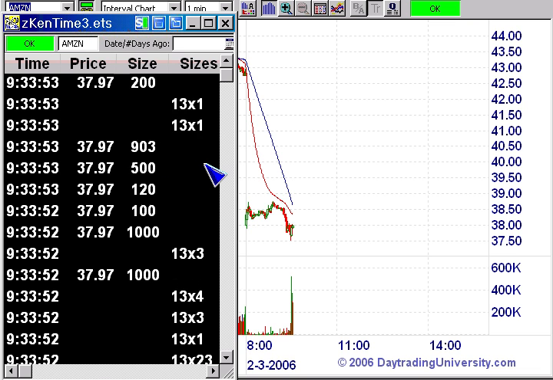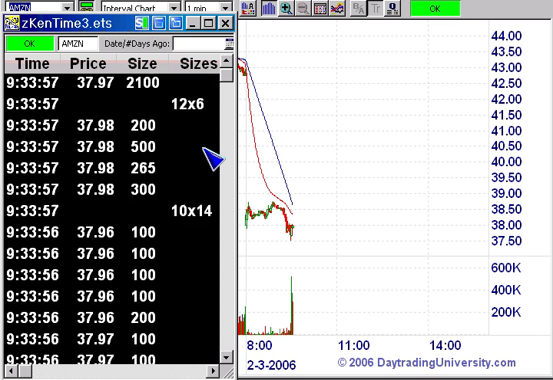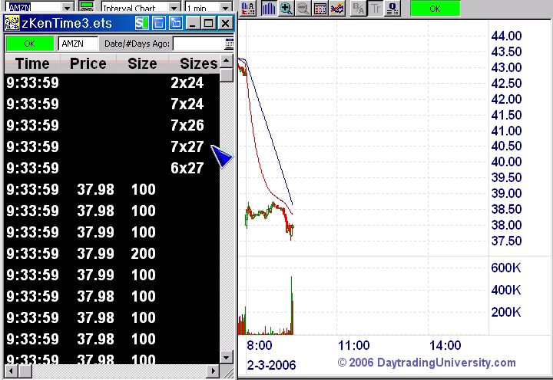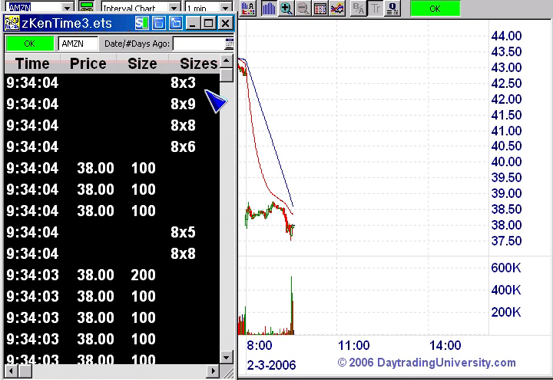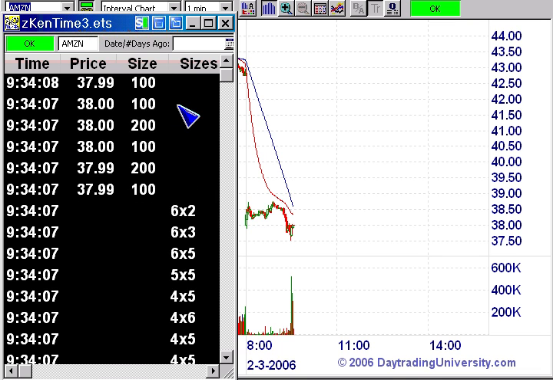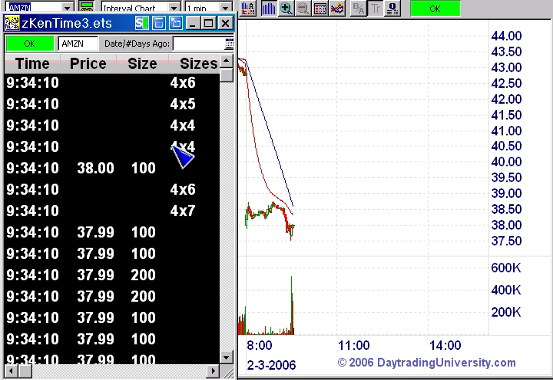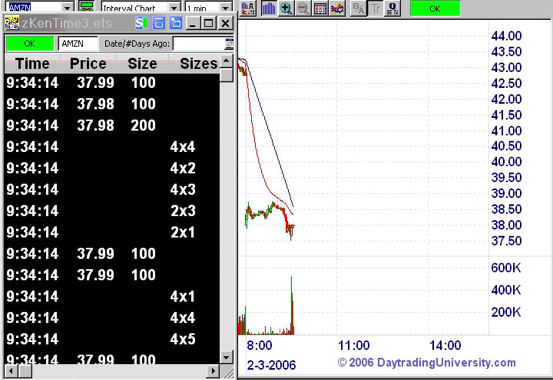Now, one of the other things we're going to look at is the size imbalance. In this, I want you to identify what type of imbalance. For example, if you see a lot of large numbers on the right, that tells you that you have more sell pressure. If you have large numbers on the left, that means there's buy pressure in the tape. And again, you don't make decisions based on just one signal.